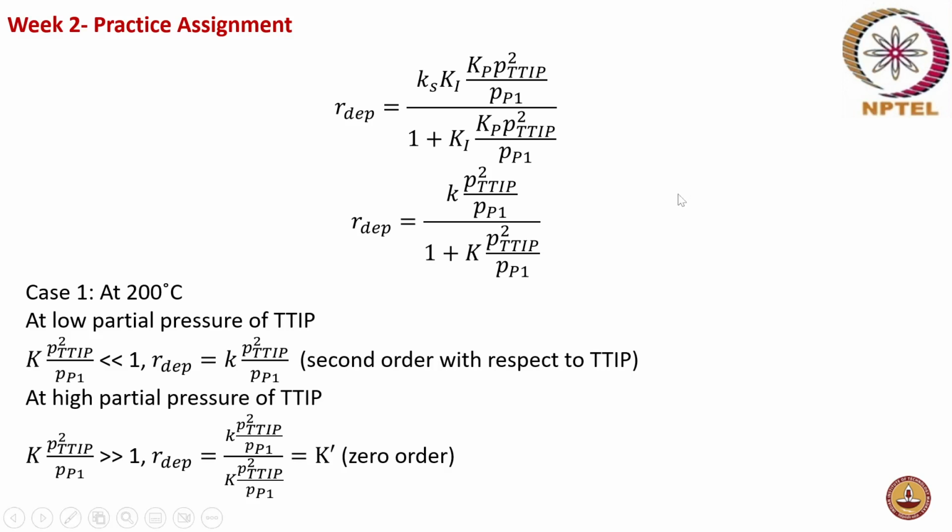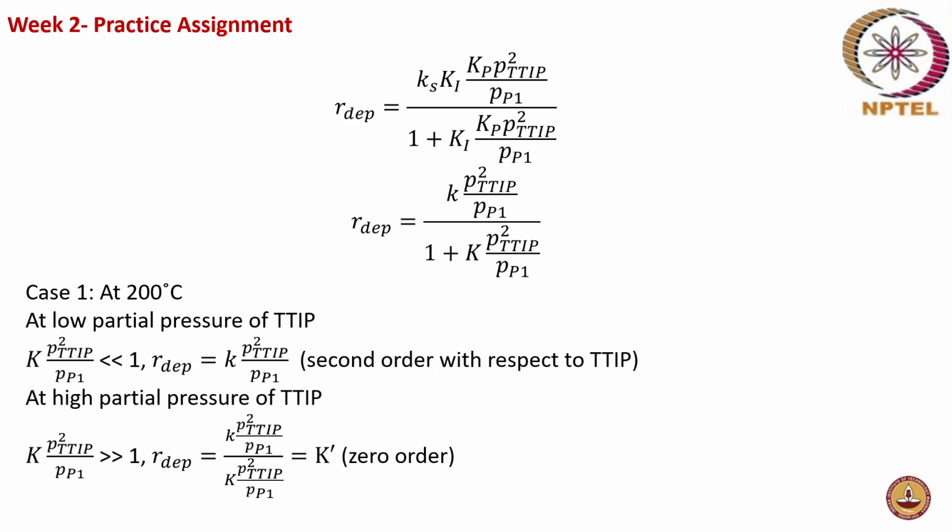So you can just cancel both these terms. Correct? And you will end up with some constant, small k by capital K. That is nothing but your rate of deposition is independent of the partial pressure terms of any of the components in the system. That means it becomes a zero order. Fine. You are able to understand?